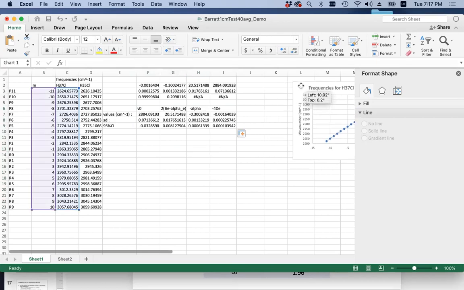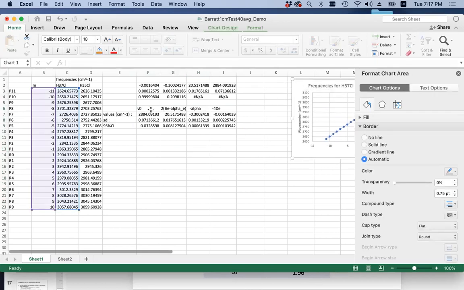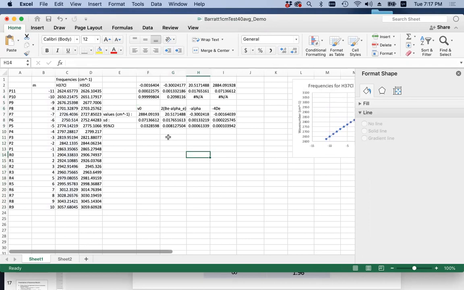But our task was actually to find not the fit parameters, but the spectroscopic constants, right? So we don't want 2 times the B constant minus the alpha constant. We want to know what's the rotational constant, B. So I can make another entry over here and call that BE, right? So 2 times BE minus alpha is equal to 20.5. I can find the value of BE by taking this value, dividing by 2, and that gives me BE minus alpha.